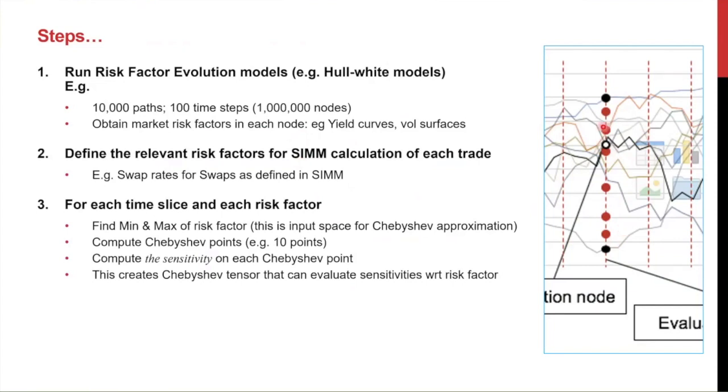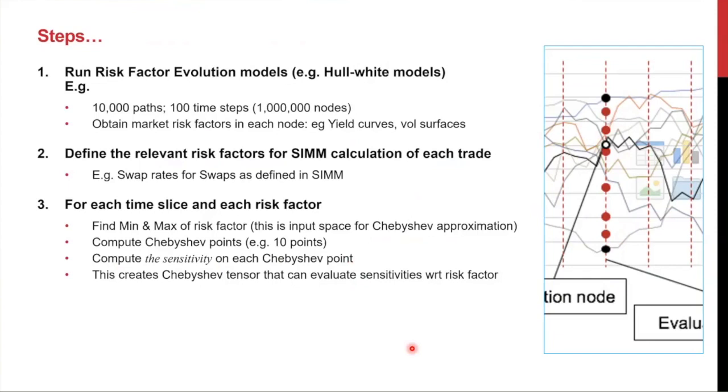But then what you need to do, and this is crucial, is compute the sensitivity on each of these Chebyshev points, the sensitivity of the trade, in this case the swap, with respect to the one-year swap rate. This builds the tensor. And once you build a tensor, then you can evaluate the tensor on every node of your simulation, obtaining the distribution of sensitivities of the swap with respect to the one-year swap rate.